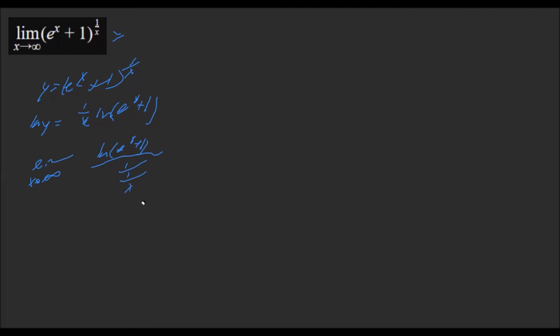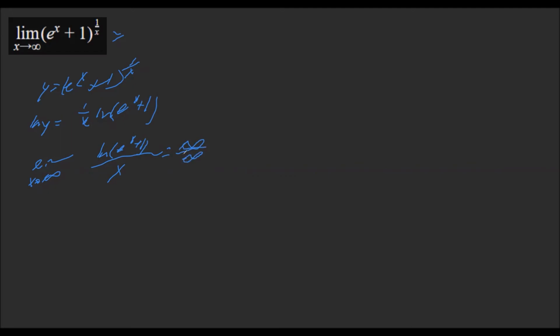Now I'm going to simplify this quite a bit. Instead of 1 over x, I'm just going to simplify that to x. So as you can see, if we were to take the limit of the numerator, the limit as x approaches infinity of natural log of e to the power of x plus 1, we'd end up with natural log of e to the power of infinity plus 1, which is natural log infinity, which is infinity. So the numerator is infinity, and the denominator is in fact infinity as well.